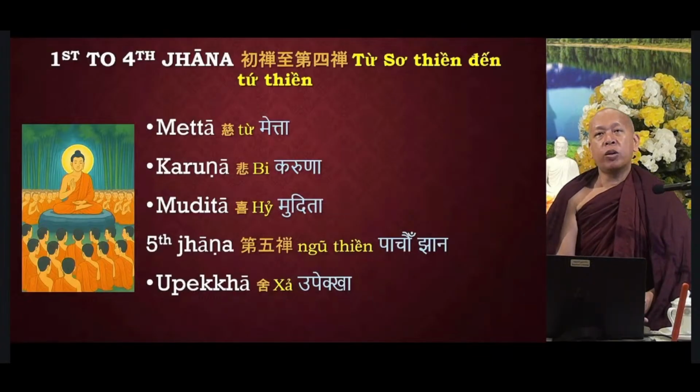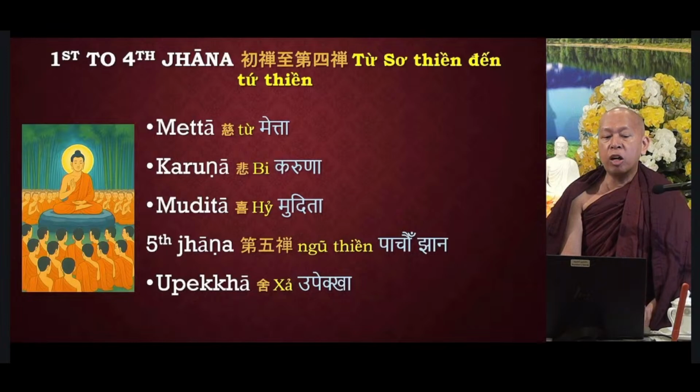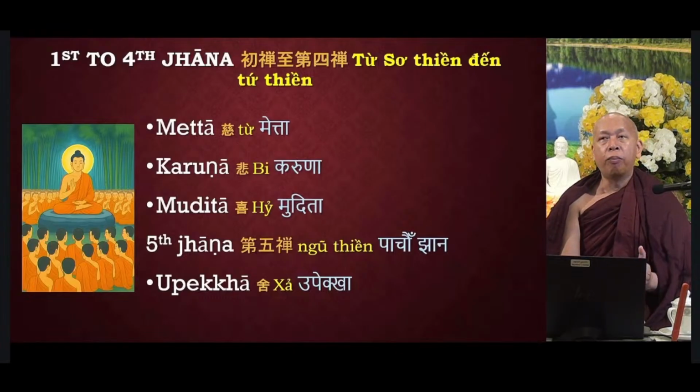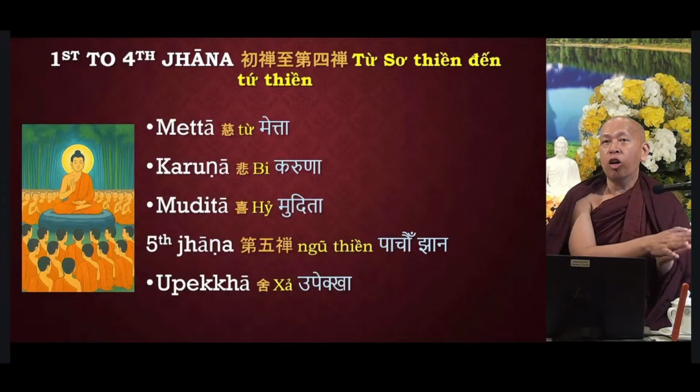Another thing, Upekkha is also not for beginners. Without attaining metta, karuna, mudita jhana, we cannot practice Upekkha jhana. So metta, karuna, mudita, first jhana, second jhana, third jhana, fourth jhana. After that we can proceed to practicing Upekkha. We can attain only the fifth jhana. So these are called the objects of jhana.